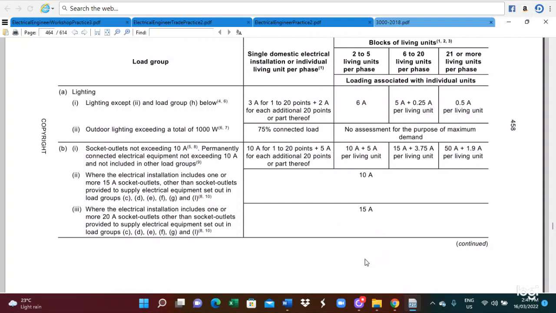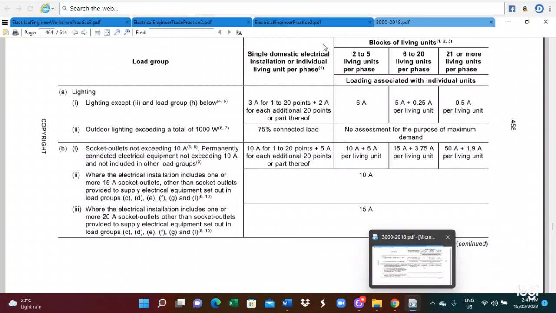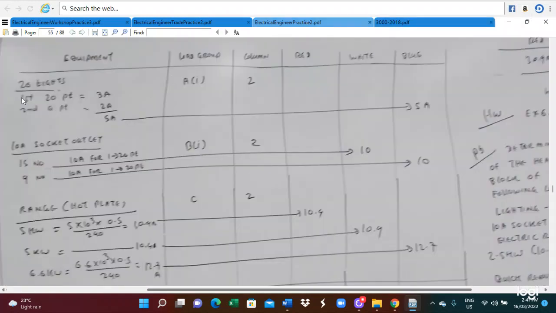So in this case, for the first 20 points we get 3 ampere. There are 26 lighting points, so another 6 points. This is within the next 20, so you get 2 ampere. So 3 plus 2, you get 5 ampere. This is for the blue phase, 5 ampere, for local group A1 and column 2.